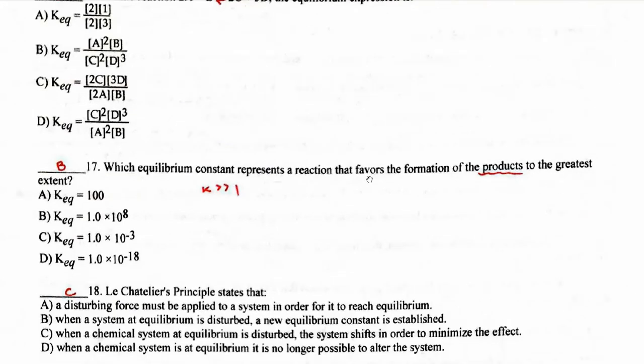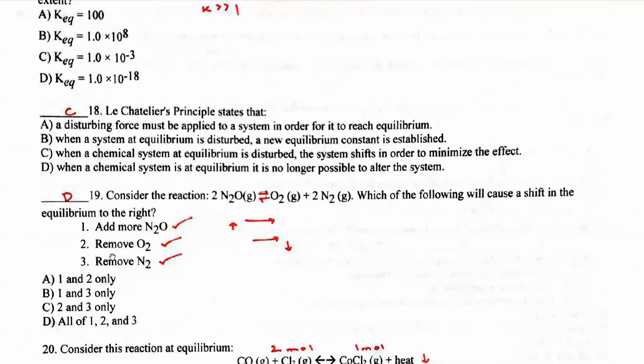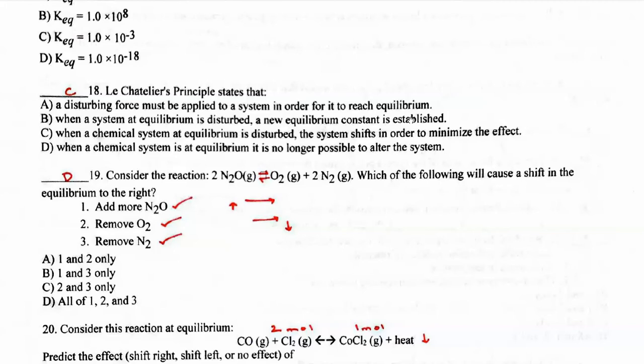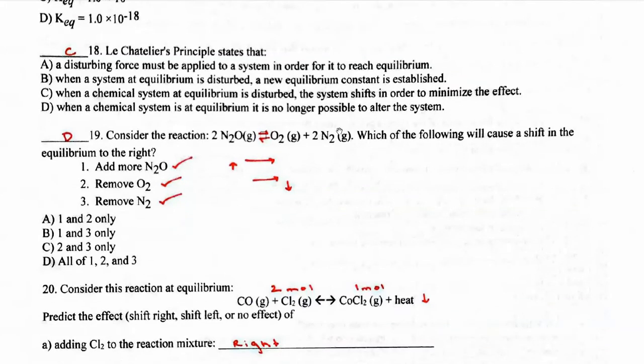Which equilibrium constant represents a reaction that favors the formation of products the most? So that means if products are being favored, that means I want the largest number there, which is B. If I want one that favors the reactants, then it's going to be D. 18, Le Chatelier's principle, this is just a definition. When you have a disturbance of equilibrium, it's going to shift to try and minimize that effect.